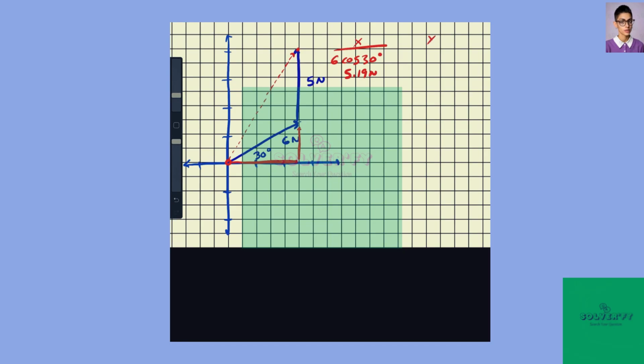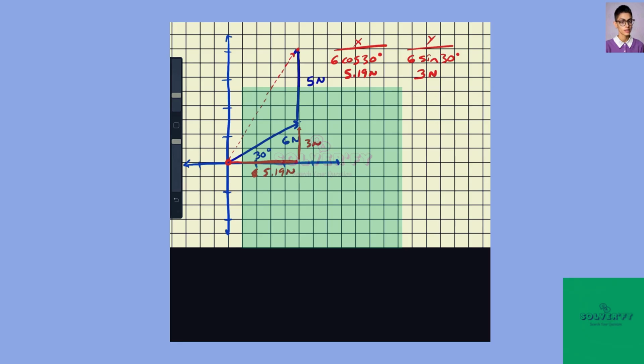In the y direction, it's very similar. It is 6 times the sine of 30 degrees. Hopefully we can remember that the sine of 30 degrees is 1/2, and so we can do this without a calculator if we wanted, but we get an answer of 3 newtons. It's okay to use a calculator. 3 newtons right there. 3 newtons and 5.19 newtons.